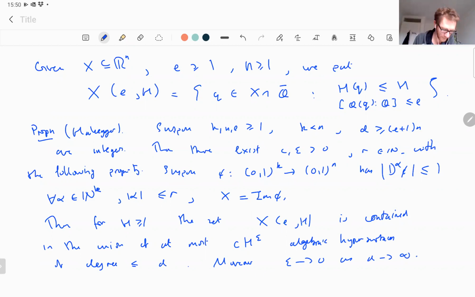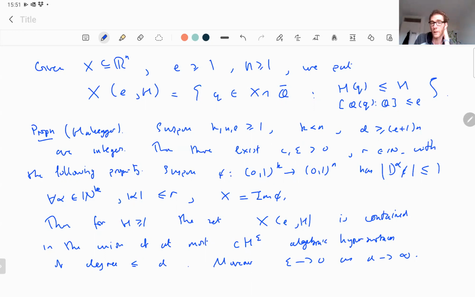Okay, so what does this say? Sorry, it's a bit quick. It's just like we had last time, except now I've got points of degree at most E rather than just rational points. So what it says is, if I'm looking at the image of a parameterizing map, then the points we're interested in are contained in some small number of hypersurfaces.